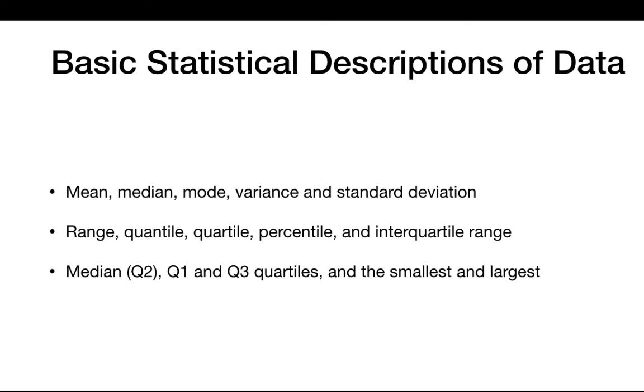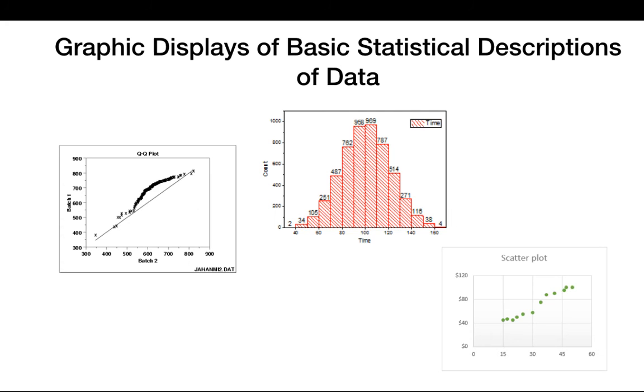So in a box plot, the whiskers are extended to the extreme low and high observations if these values are within 1.5 IQR of the quartiles. So they show how the distribution of the data is spread. Graphic displays of basic statistical distribution of data include quantile plots, which is a QQ plot, histogram, and scatter plot. Such graphs are helpful for the visual inspection of data, which is useful for data pre-processing.